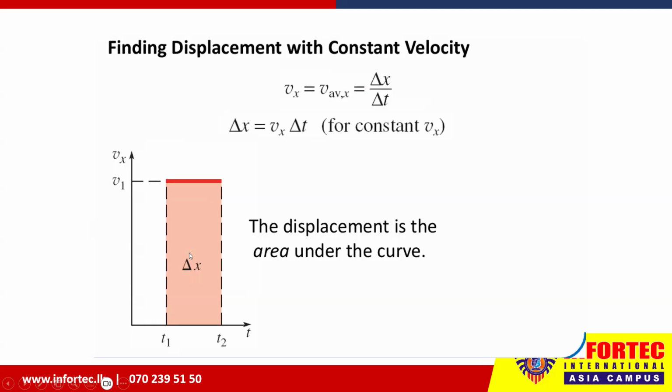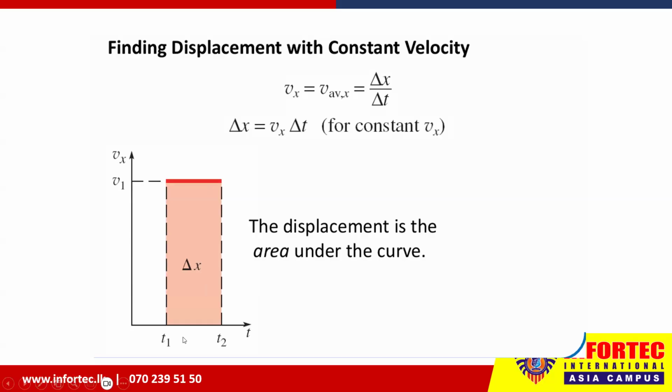The v1 graph represents constant velocity, right? Constant velocity. Then from the area under the curve, we can find the displacement of the object from t1 to t2. Graphically, the displacement is the area under the curve. This is a rectangular shape, so we can find delta x, the total displacement.